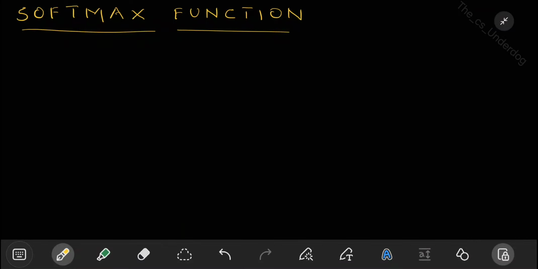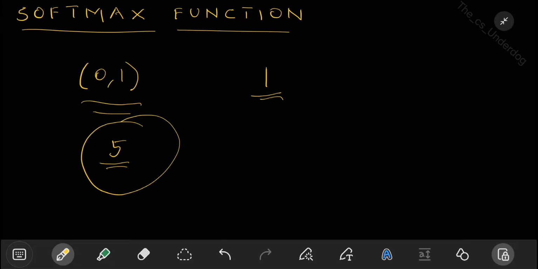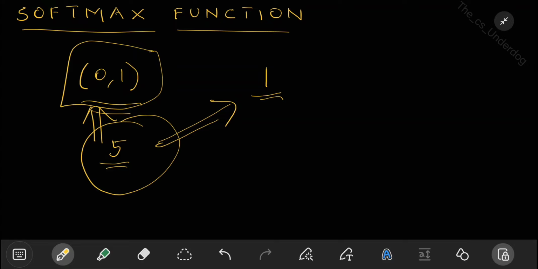Softmax function. The softmax function converts a vector of raw scores, that is logits, into a probability distribution. That is, each element in the output vector will be in the range 0 to 1 and the sum of all elements will be 1. So this is why it is a probability distribution. If there are 5 different values in the output vector, if you sum all those 5 values, you will get 1 and each of those 5 values in the range 0 to 1. So because of this, you can interpret it as a probability distribution.